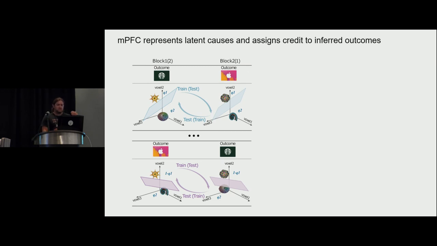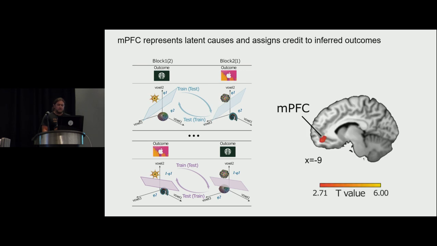And then we iterated through all the different possible combinations and averaged over them. And what we find is that these representations exist pretty precisely in medial prefrontal cortex during that feedback time. But we want to take this a little step further and show that these are related to the updating process in general, really linking these representations to credit assignment.